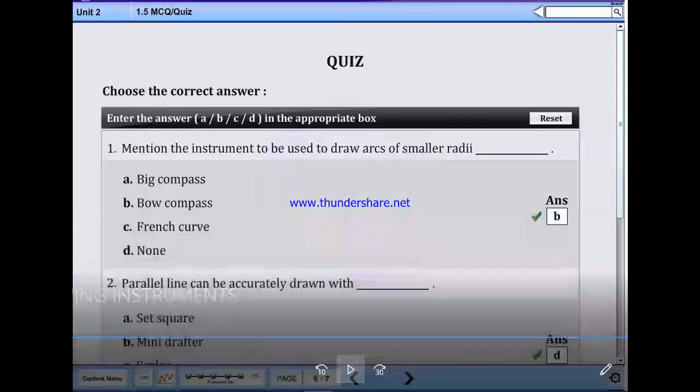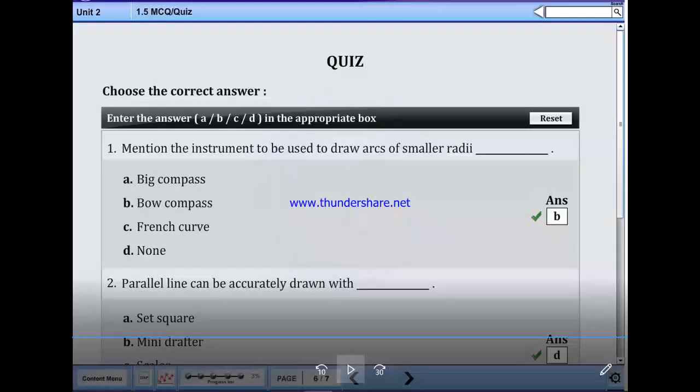Now in this quiz, first question, mention the instrument to be used to draw arcs of smaller radii. A. Big compass. B. Bow compass. C. French curve. D. None. So in this, the instrument used to draw arcs of smaller radii is the bow compass.